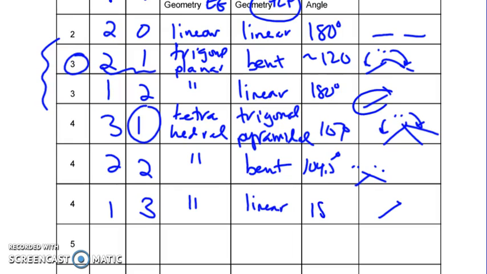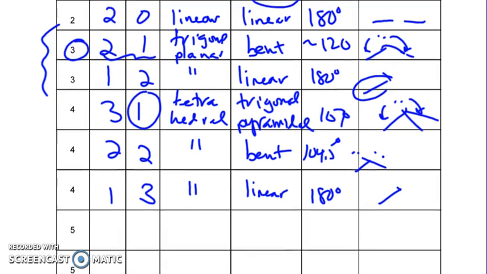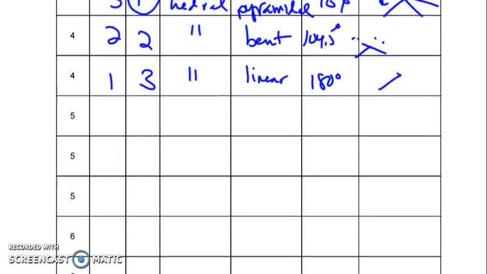Linear, which is 180 degrees. Okay, let's do number 5, or these 5s here. And once again, if it was 5 and 0, it'd be trigonal bipyramidal. So let's look at 4 and 1, 3 and 2, and 2 and 3. I'll do 4 and 1 with you.